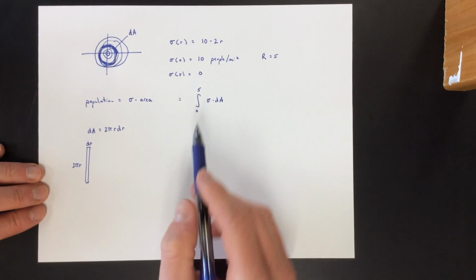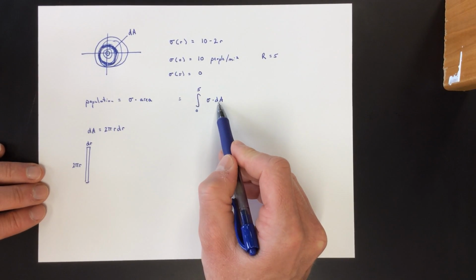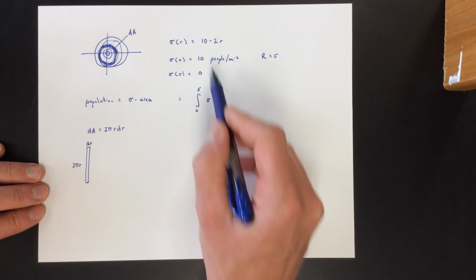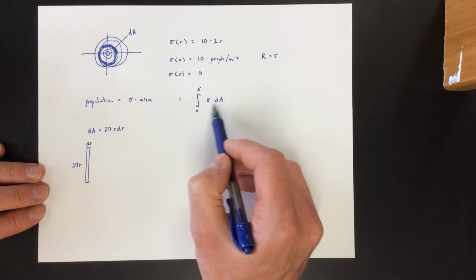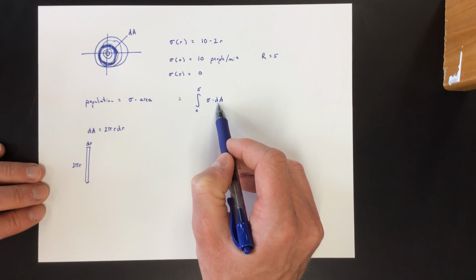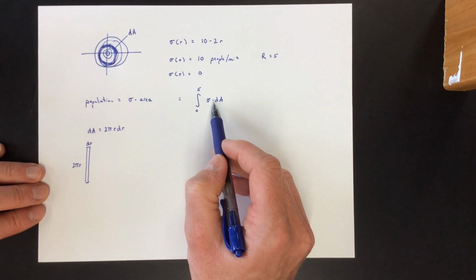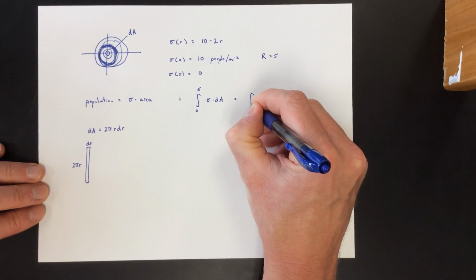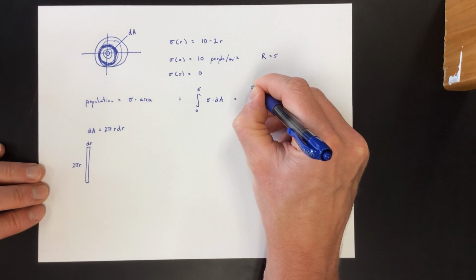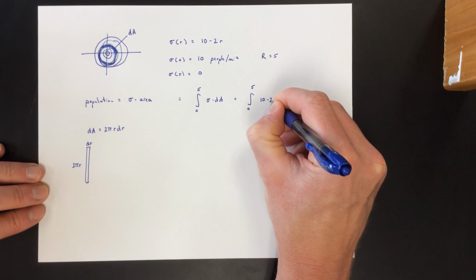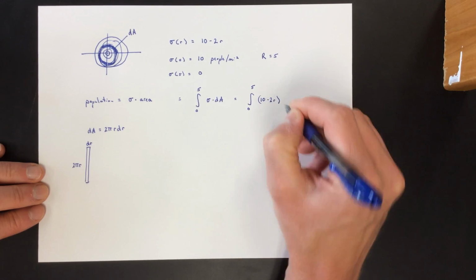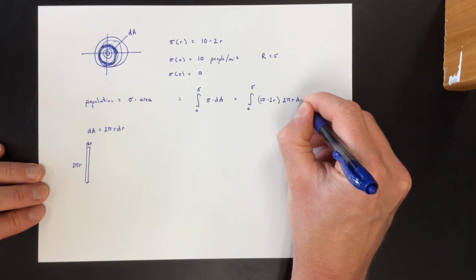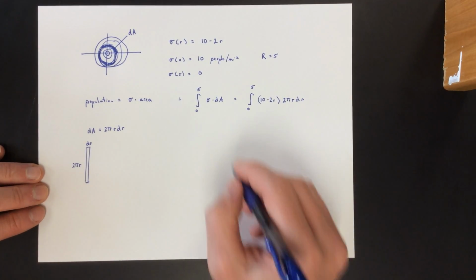Think about what we're doing here. We're summing up each individual area, dA, times its own individual sigma, which is a function of r. That gives you the population in that small segment dA, and then we sum up all the populations to get the total population. So we need to integrate from 0 to 5 of 10 minus 2r. That gives you the population of each individual thing times dA, which is 2 pi r dr. And then you just do that integral.